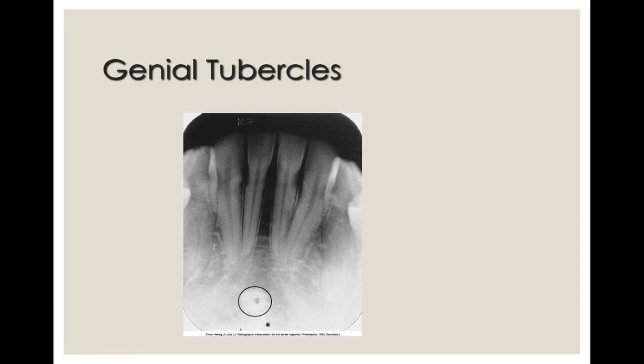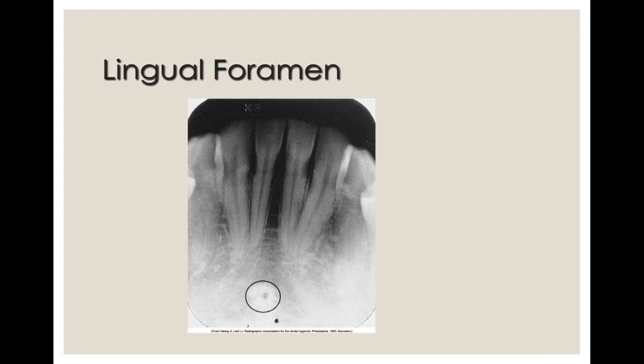Radiographically, it will appear as a ring-shaped radiopacity just below the apices of the mandibular incisors. And then within our genial tubercles will be our lingual foramen. Our lingual foramen is just a tiny opening or hole in the bone located on the internal surface of the mandible. It's a small radiolucent area just inferior to the apices of the mandibular incisors found within the genial tubercle. So here we have our genial tubercle, and this radiolucency in the middle is going to be our lingual foramen.